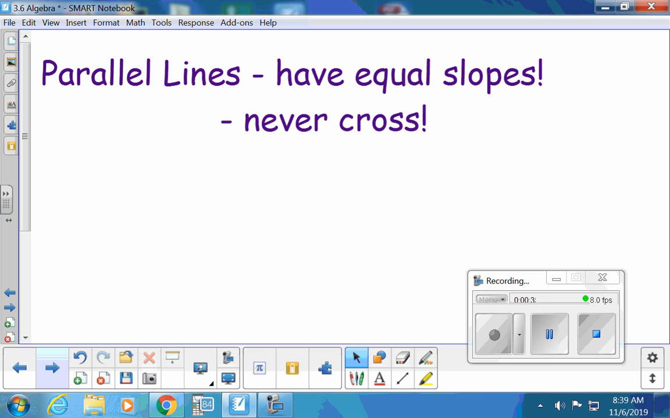All right, we briefly talked about this a couple days ago, but I didn't have you write it down, so now I'm having you officially write it down. Parallel lines have equal slopes, and they never, ever cross. You could extend these lines forever, and since their slopes are equal, they will never cross.